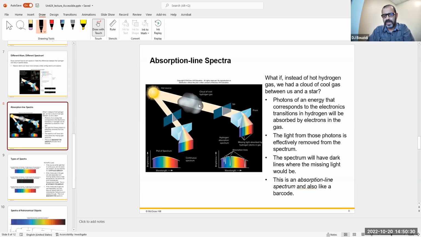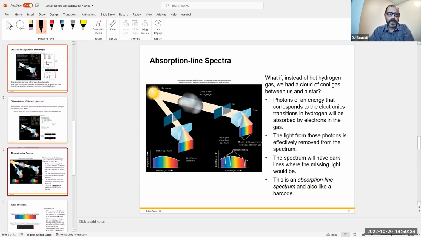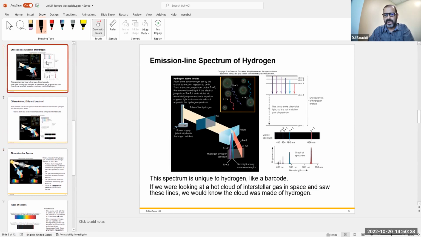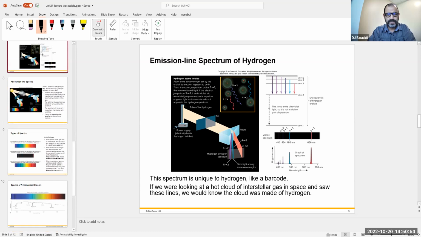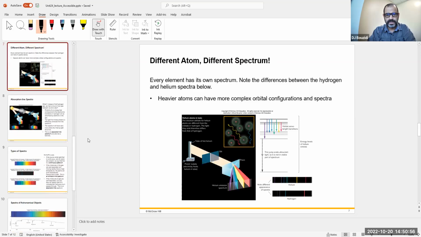Missing because they were absorbed by this element in here. If you take this line in here and you project them into the emission spectrum of hydrogen, in this case, hydrogen itself is excited and the surrounding about it is not that hot, so that you have, in this case, an emission. And you will have these lines. This line will be missing in the emission spectrum for hydrogen.